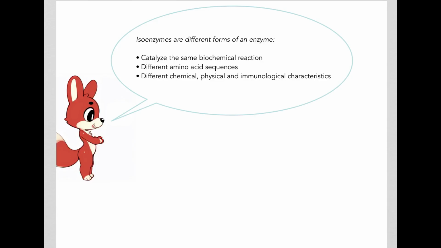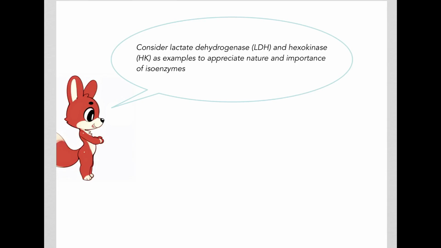First of all, what are isoenzymes? So isoenzymes are different forms of an enzyme. They basically catalyze the same biochemical reaction. However, they have different amino acid sequences and therefore different chemical, physical, as well as immunological characteristics. Let's look at two examples, lactate dehydrogenase as well as hexokinase isoenzymes, in order to appreciate the nature as well as the importance of why our body has isoenzymes.